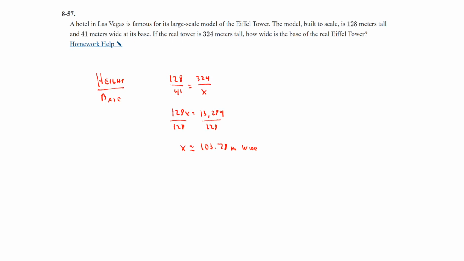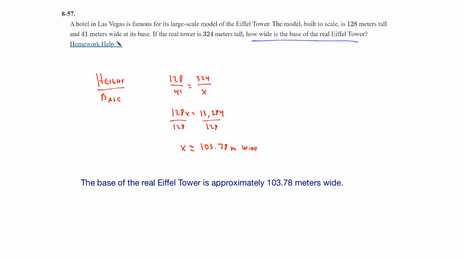So once again on that one, we have the height and the width of the model, and looking for the real tower. So I guess it says how wide is the base of the real Eiffel Tower. So I can write this out. You know, the base of the real Eiffel Tower is approximately 103.78 meters wide. And so I went ahead and made sure that I did answer the question that was being asked and just didn't leave it as x is approximately. You always want to make sure you are answering the questions.